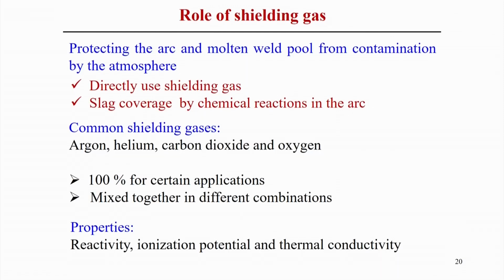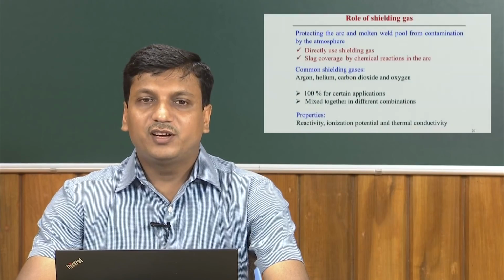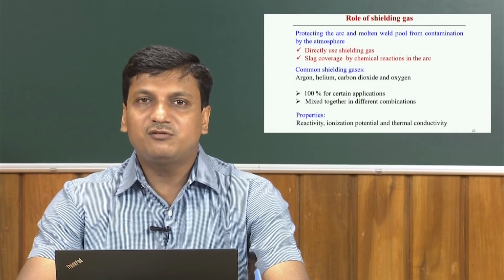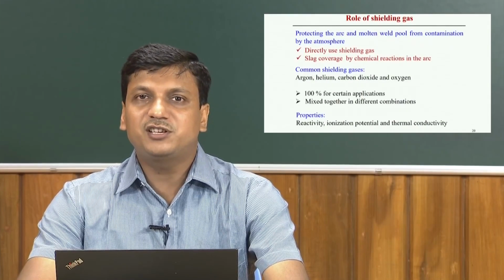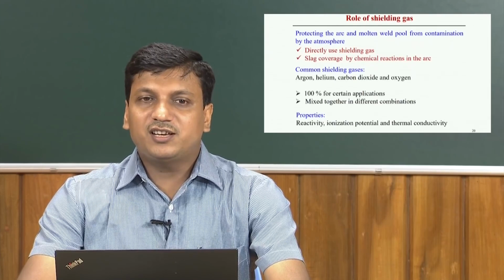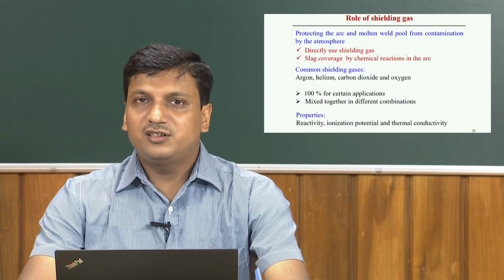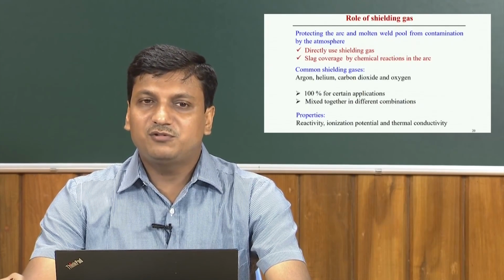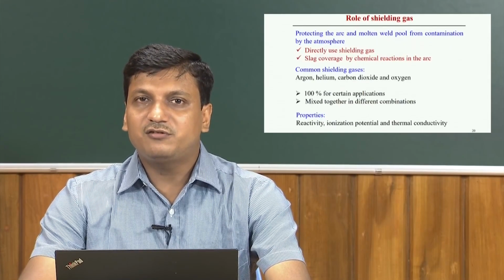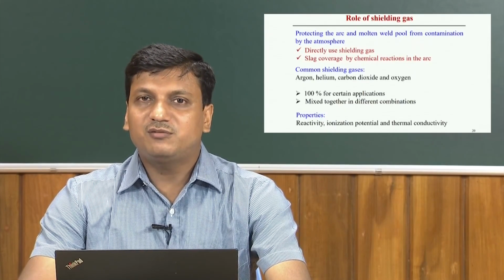Now, what are the common shielding gases we use? Different shielding gases like argon, helium, carbon dioxide and oxygen are typically used, but oxygen cannot be used alone; we always use oxygen mixed with other shielding gases. These shielding gases are mostly inert, so that they avoid reacting with the molten pool.